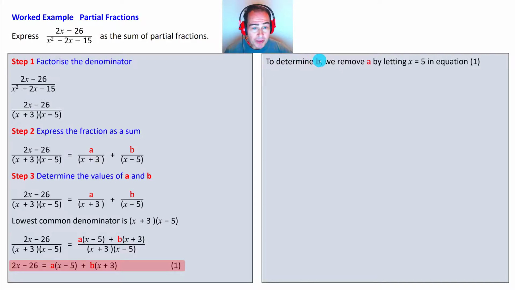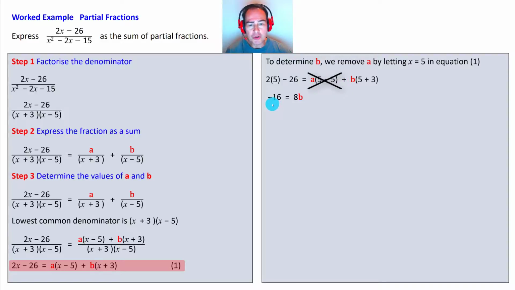So, to determine the value of b, that's this one down here, we remove a by letting x equal 5 in the equation which we've labelled 1. So replace x with 5. So I'm going to take this equation and rewrite it, but we're replacing x with 5. The 2x becomes 2 times 5. 26, of course, doesn't change. The x here becomes 5. And the x plus 3 becomes 5 plus 3. And just as we intended, the 5 minus 5 in front of the a wipes this out completely. It's gone, leaving just the b.